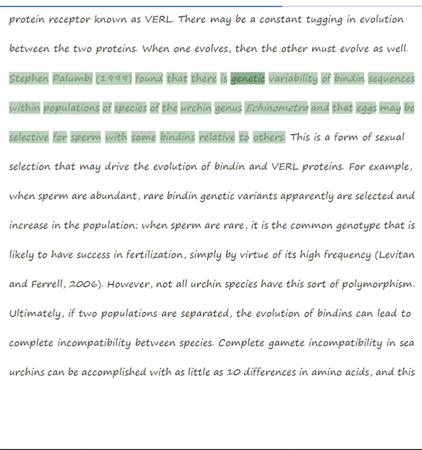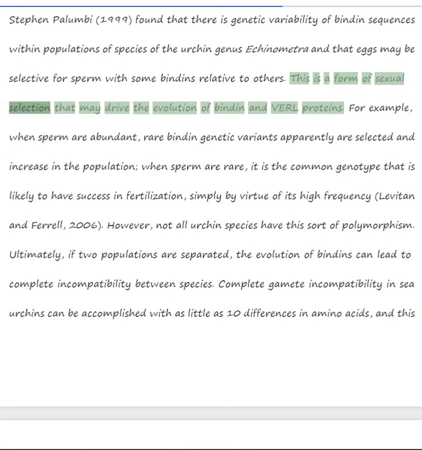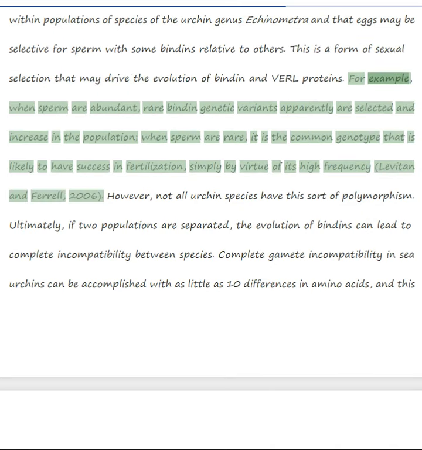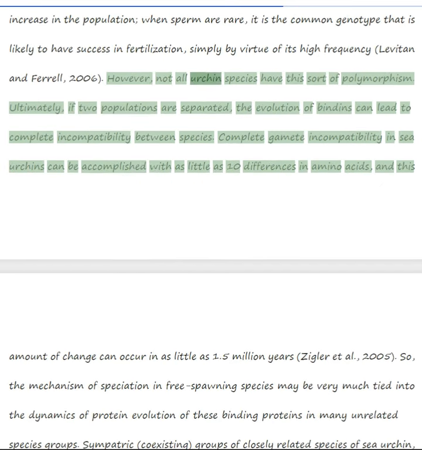Stephen Palumbi found that there is genetic variability of bindin sequences within populations of species of the urchin genus Echinometra, and that eggs may be selective for sperm with some bindins relative to others. This is a form of sexual selection that may drive the evolution of bindin and VRL proteins. For example, when sperm are abundant, rare bindin genetic variants apparently are selected and increase in the population. When sperm are rare, it is the common genotype that is likely to have success in fertilization, simply by virtue of its high frequency. However, not all urchin species have this sort of polymorphism.